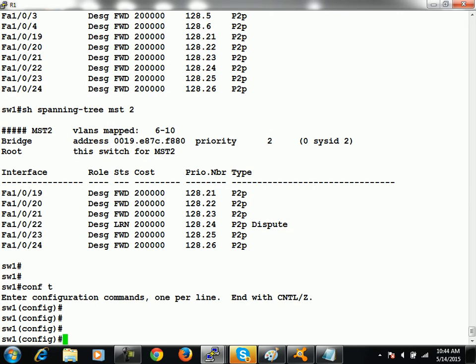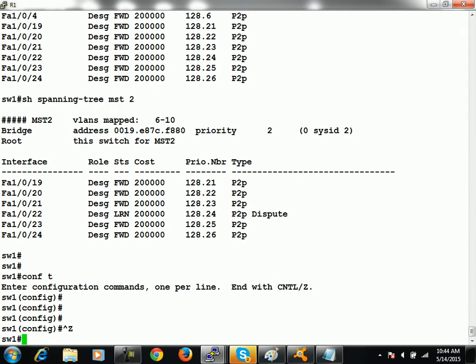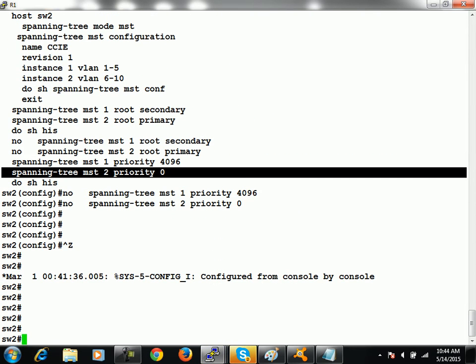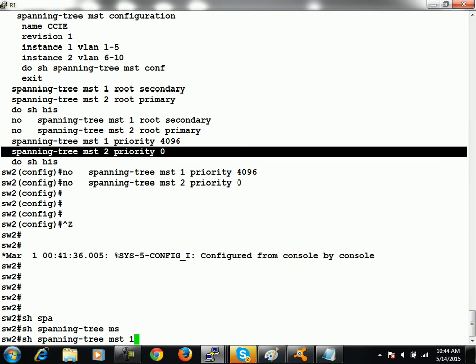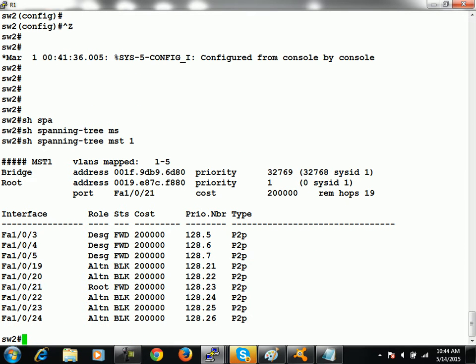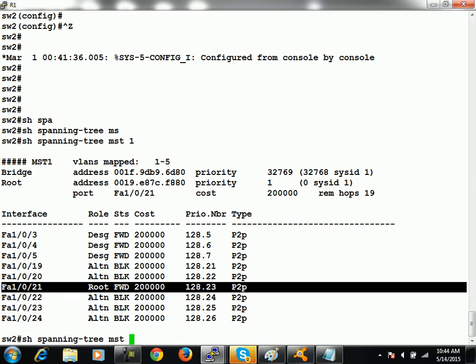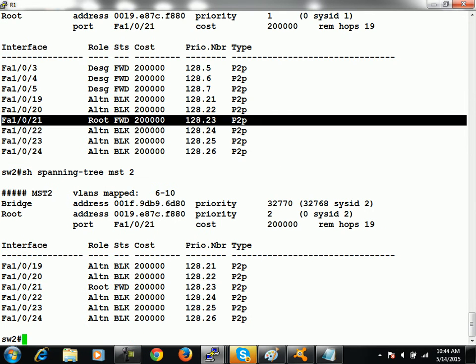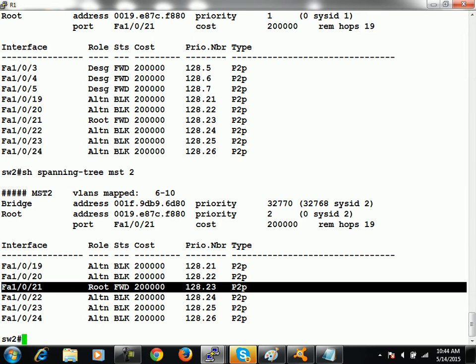Then let's move on switch 2 now and show spanning tree MST1. See, for this MST1, its RP is 21. And for MST2 as well, its RP must be 21 by default. So is there any type of load balancing between switch 1 and switch 2? Will it be possible for switch 2 to utilize its link 22? No. Of course it cannot utilize 22, because 22 is in blocking state for both instances of MST. Is not it? So of course it is not going to utilize this 22.